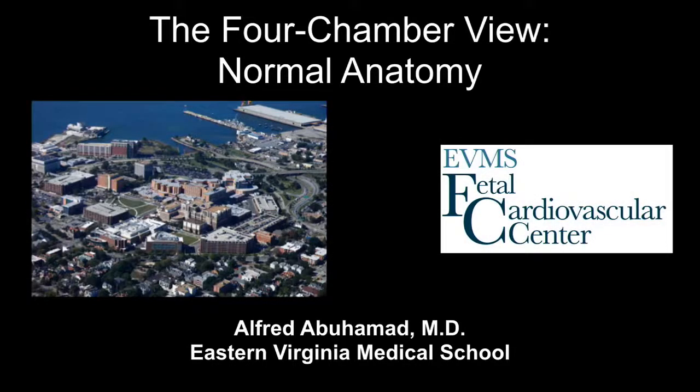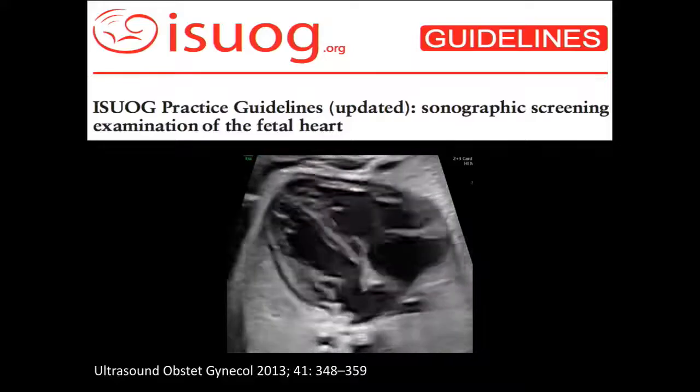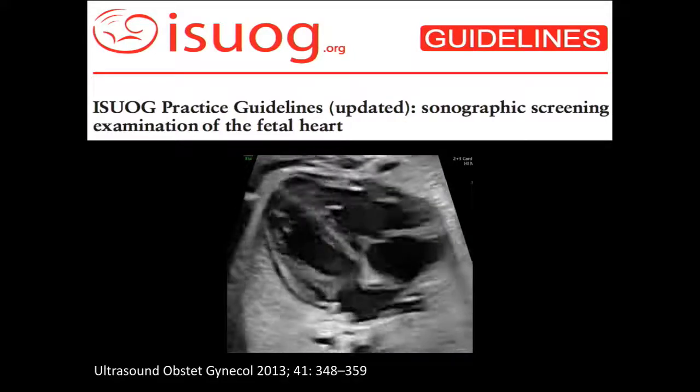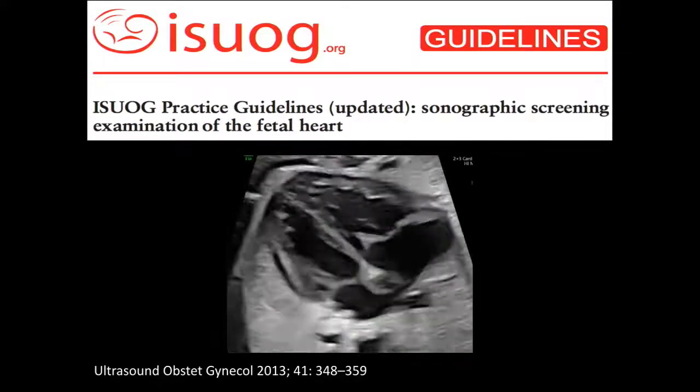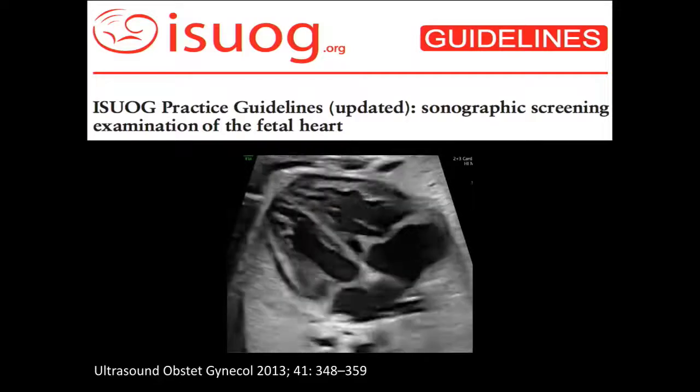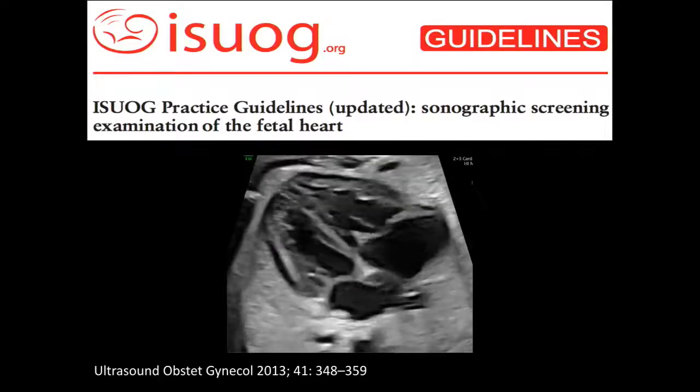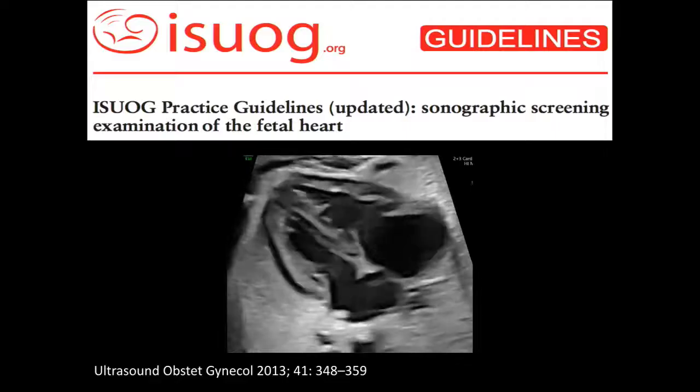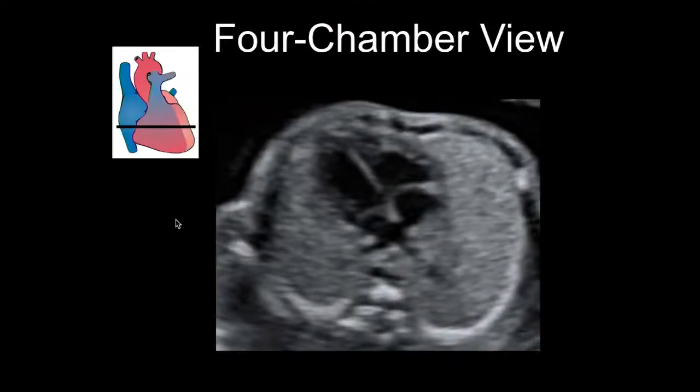So I'm going to go through the ISUOG practice guidelines to highlight what they recommend, and I'll add some to that of what a normal four-chamber view is. So first of all, understand that it is an axial plane, a transverse plane, typically at the level of the fourth thoracic rib. And you have to see one full rib on each side. That's your guide to know that you are in a perfect axial plane.